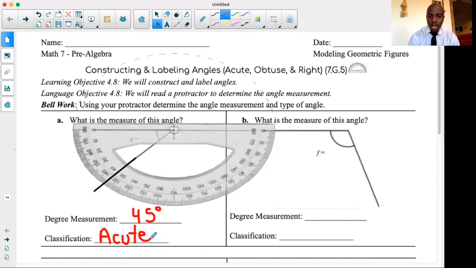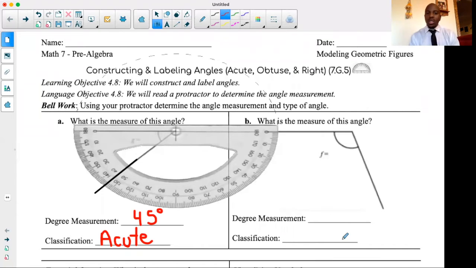As I mentioned on the other worksheet, if you're within 5 degrees of this, that's okay. If you're anything greater than 5 degrees, then you might want to make sure you look at it again. All right, so let's pick up where we left off.